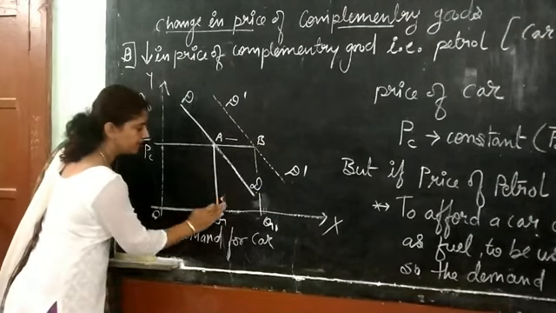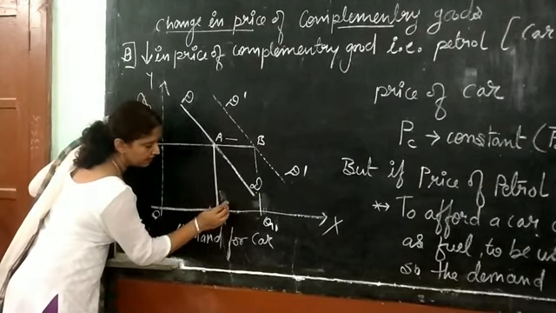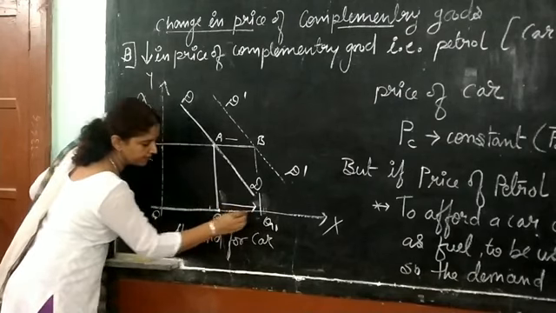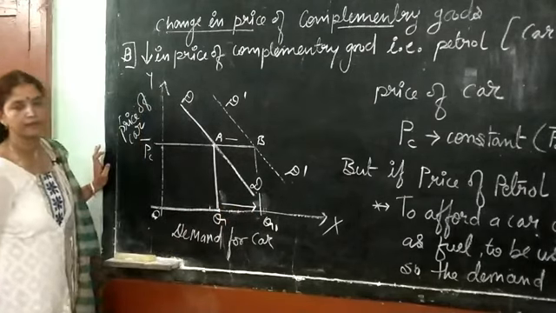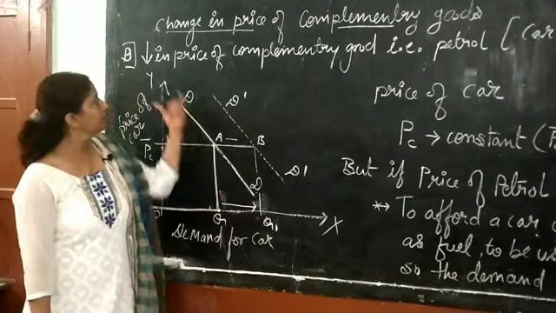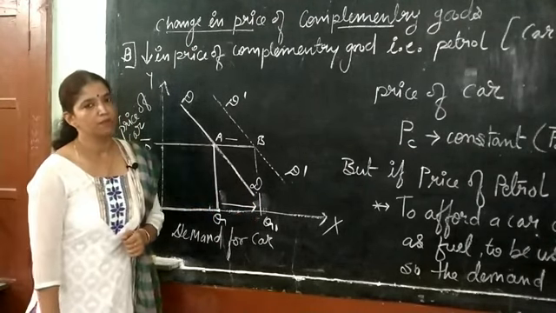Here we can easily observe that the demand for cars is rising from Q to Q1, and all this is because of the reduction in the price of the complementary good.